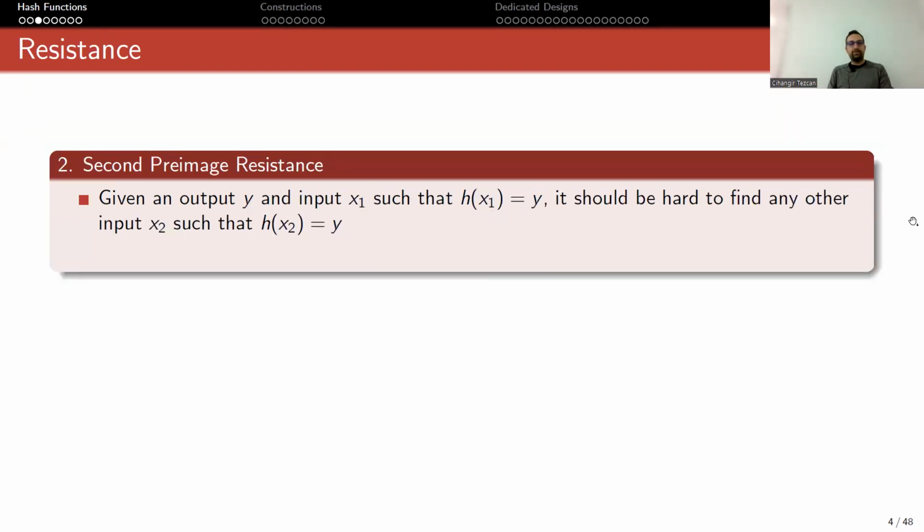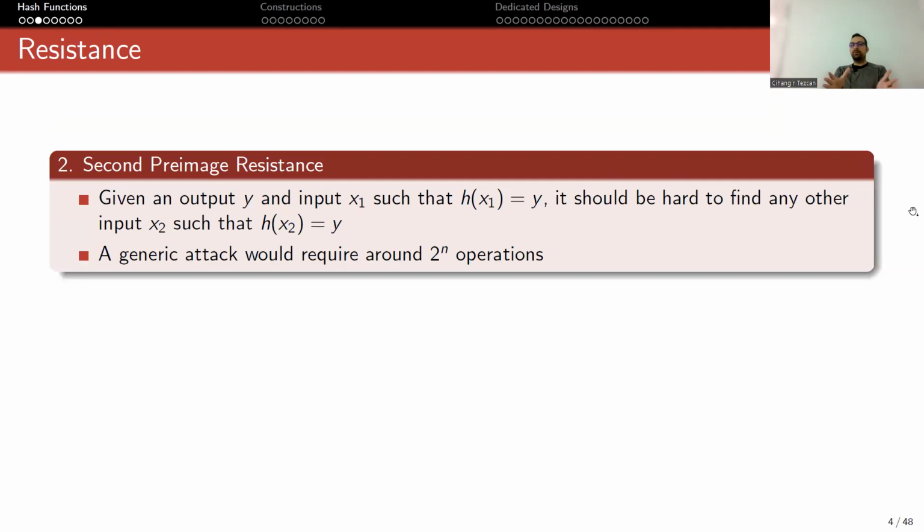Let's see the second preimage resistance. Given an output y and an input x1 such that h(x1) equals y, we know an input that gives us this output. So the question is, can you find another input x2 that also gives you the same output y? This is called second preimage resistance. A generic attack will require around 2 to the n operations. Again, you randomly choose x2 and check if it gives you this output y.